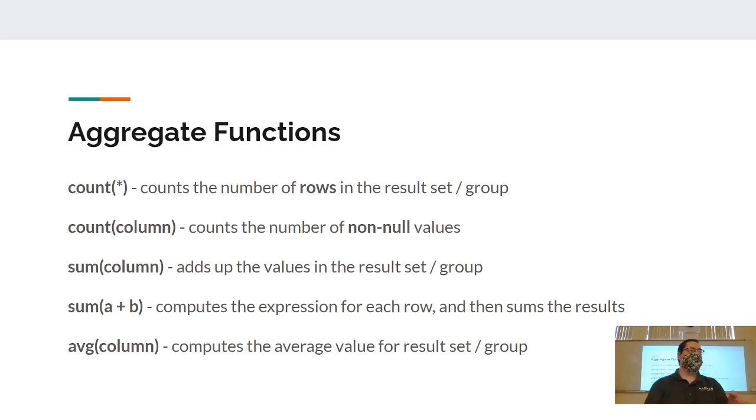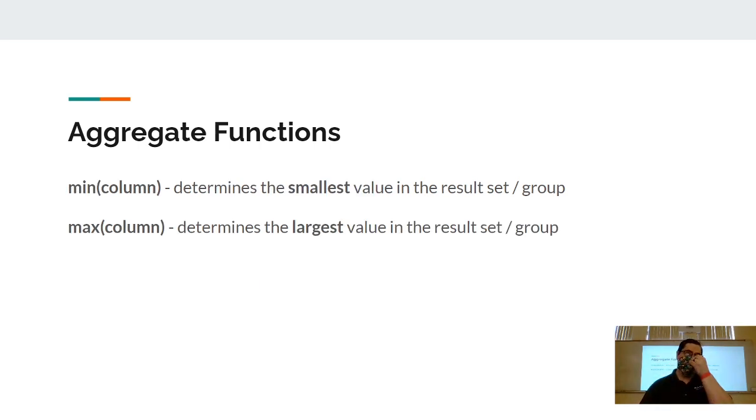In some versions of SQL it's average spelled out. In some versions of SQL it's AVG. That's one of the things I always have to look up depending on which version I'm working with. There's also a min and a max. A min gives you the smallest value for a column. A max gives you the biggest value for a column. One of the things it doesn't give you, though, is which row is the min and which row is the max.